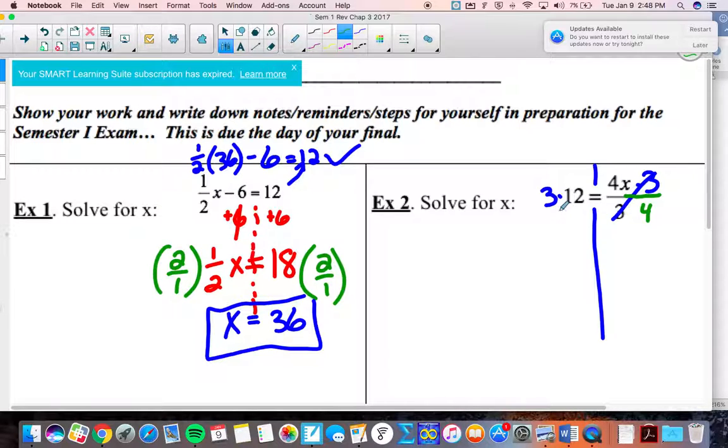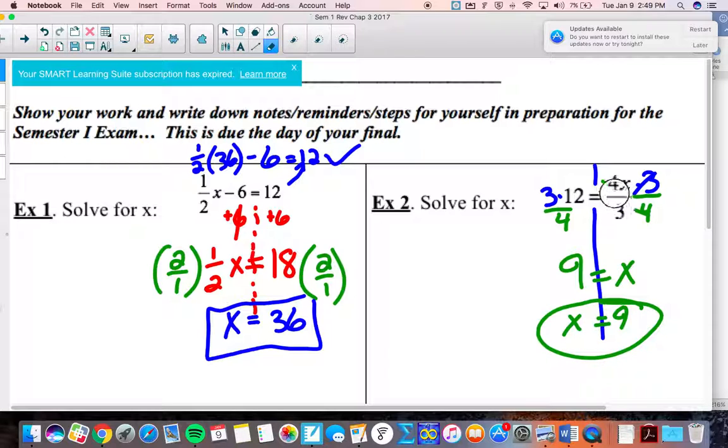And what I do to one side, I have to do to the other. So I get 36 divided by 4, which is 9. And over here, the 4 is canceled out. Multiplying something by 4 and then dividing it by 4 undoes it. So we get x equals 9. And you could go back and take 9 times 4 and divide it by 3, and you should get 12, and you do.